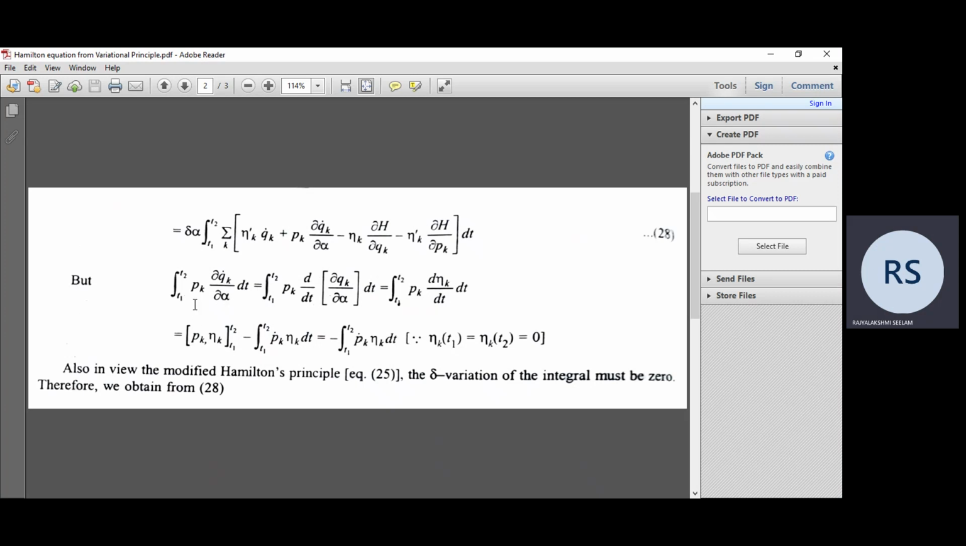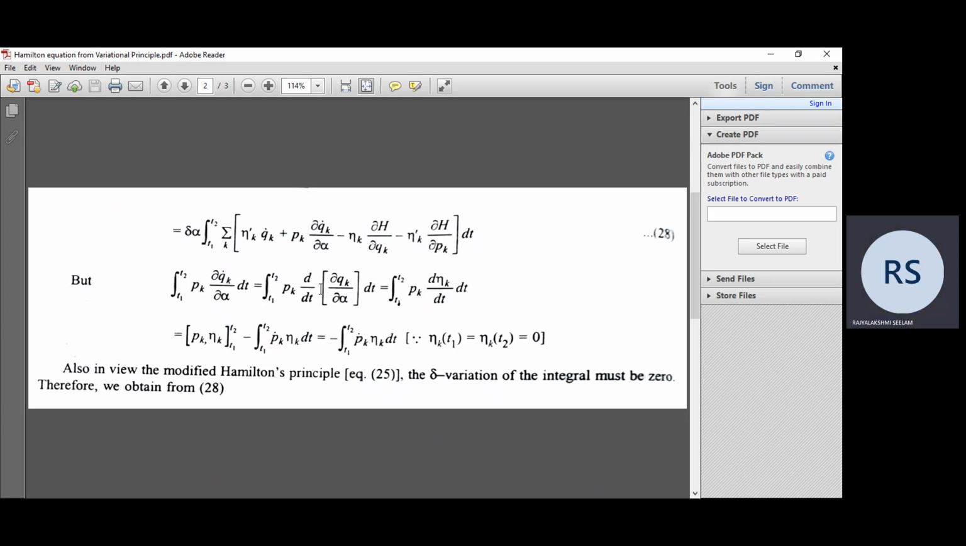Let us expand this term. So ∫ from t1 to t2 pk, we have q̇k. q̇k means d/dt of ∂/∂α of qk. So now this is in the form of integration uv. We will expand it using ∫uv = u∫v − ∫(u'∫v)dv.